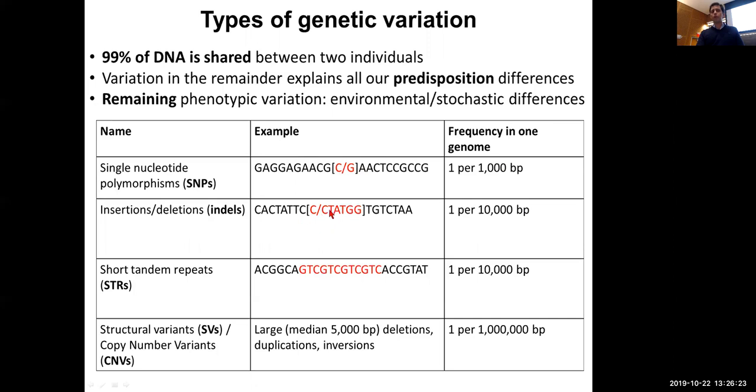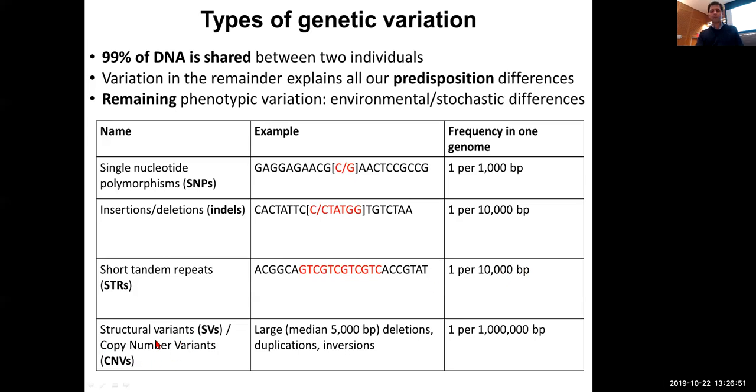Then insertions and deletions, abbreviated as indels, account for one difference every 10,000 bases. The way we represent those, instead of having a blank with TATGG, which is inserted, is we just represent them as C or CTATGG. Then short tandem repeats, or STRs, are basically repeated units of two or three or four or five nucleotides. These STRs also come about one every 10,000 bases.